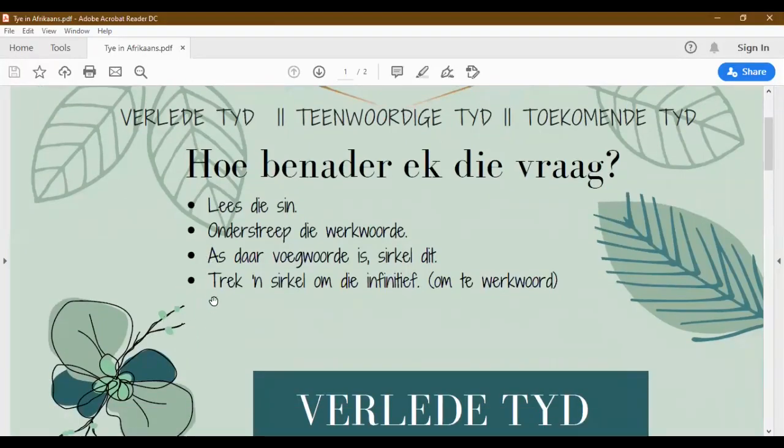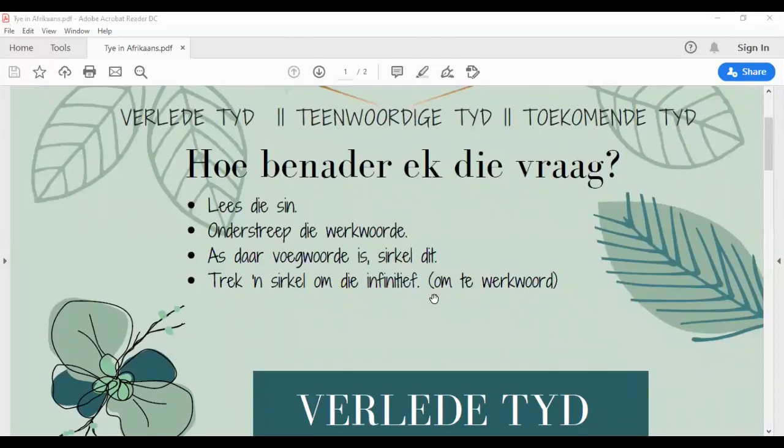And the 4th bullet, if there is an infinitive in the sentence, that means if we have the words "te" and a verb, that's an infinitive, we are going to circle the whole infinitive. And usually that is at the end of a sentence as well.